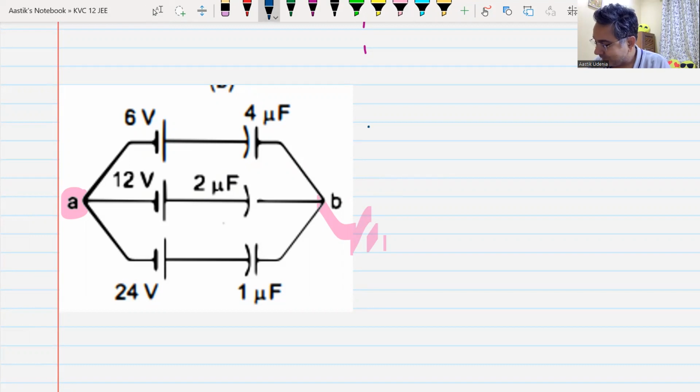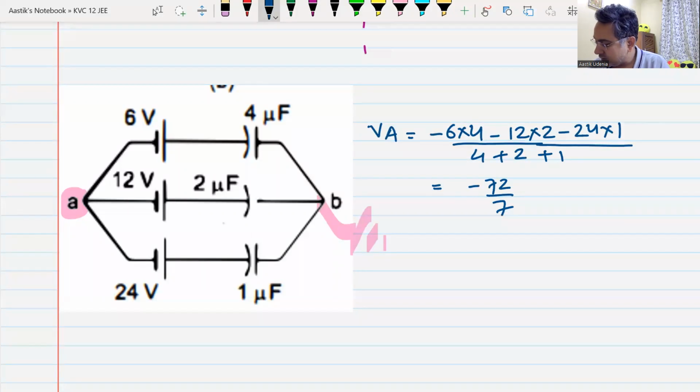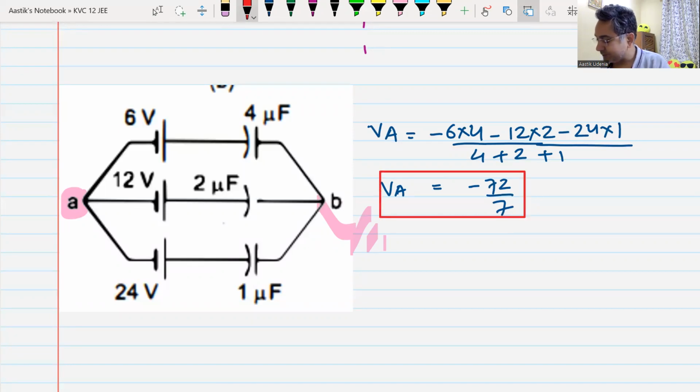Understood, sir. So VA, which is VA minus VB, will be minus 6 into 4 minus 12 into 2 minus 24 into 1, divided by 4 plus 2 plus 1. And without much stuff, we end up with the answer very smartly and very quickly.